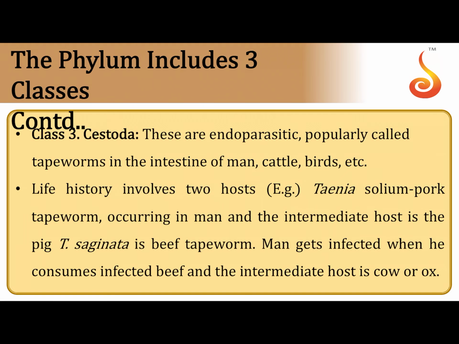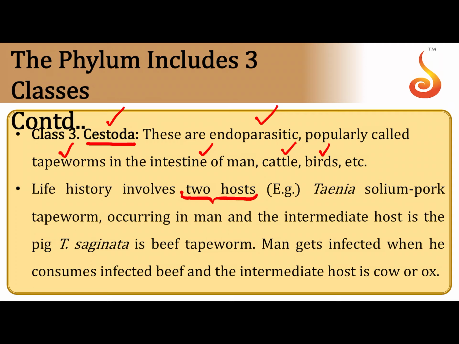Okay. Then the third and the last class is class Cestoda. Now class Cestoda consists of all the tapeworms. So these are also endoparasitic in nature. They are commonly called tapeworms. If you think about the tapeworm that infects the human body, they mostly live in the intestine of man. They also affect cattle, birds. In fact, there are also tapeworms that are found in dogs, which are called the dog tapeworms. Now what you should know about the tapeworm in classification is, again, it is a digenetic parasite. It means it requires two hosts in order to complete its life cycle.